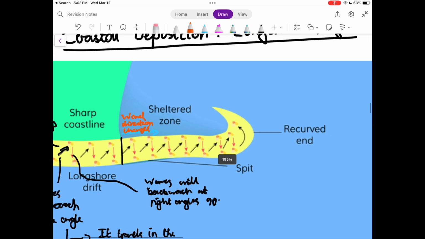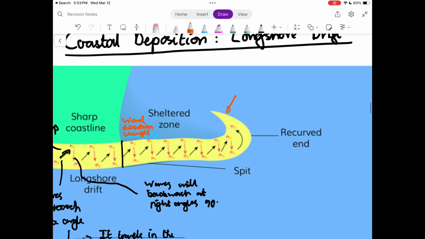So the features of a spit you need to know is that it has a hooked end at the end of it. And this sheltered zone here is a salt marsh, which develops behind the spit.